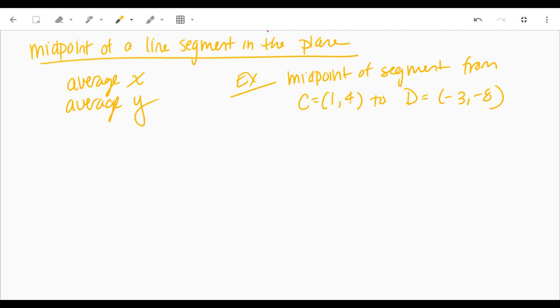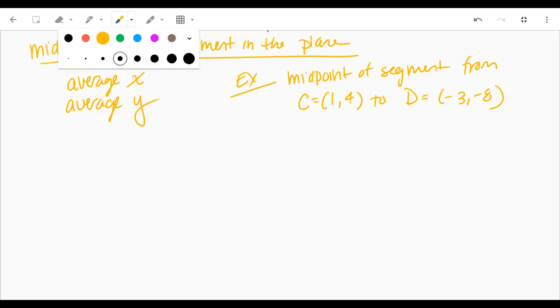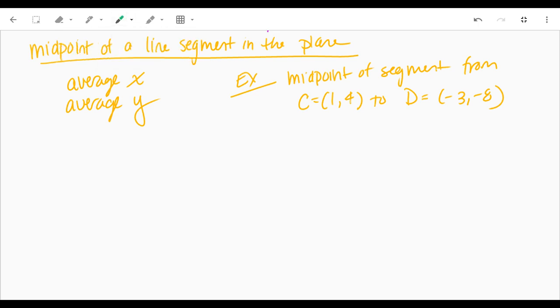Okay, and I like to draw a sketch for these too. It kind of helps you figure out if your answer makes any sense. So C at (1, 4), and D at (-3, -8). Doesn't have to be perfect. Mine definitely is not.